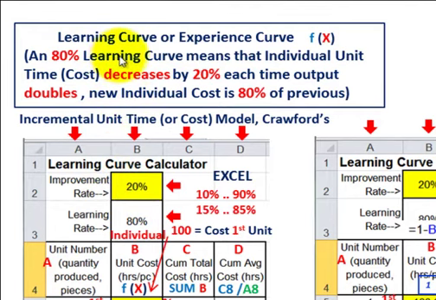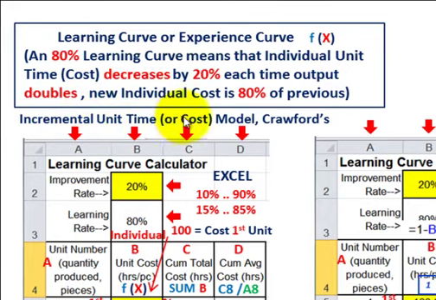So again, with this learning curve, an 80% learning curve means that the individual unit time or cost is going to decrease by 20% each time the output doubles. And then you're going to have a new individual cost, and it's going to be 80% of the previous one.